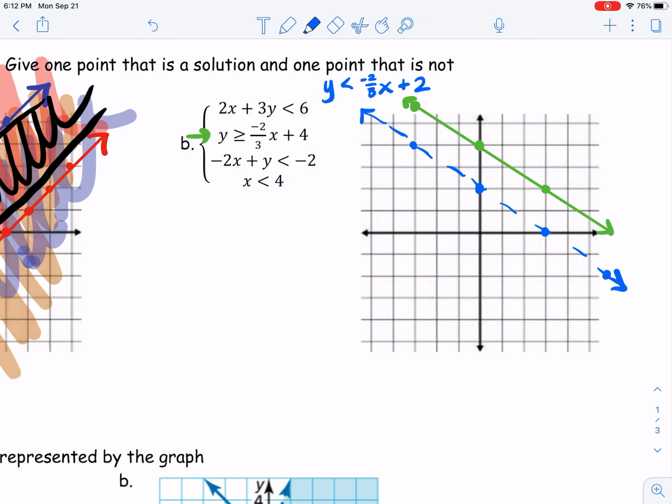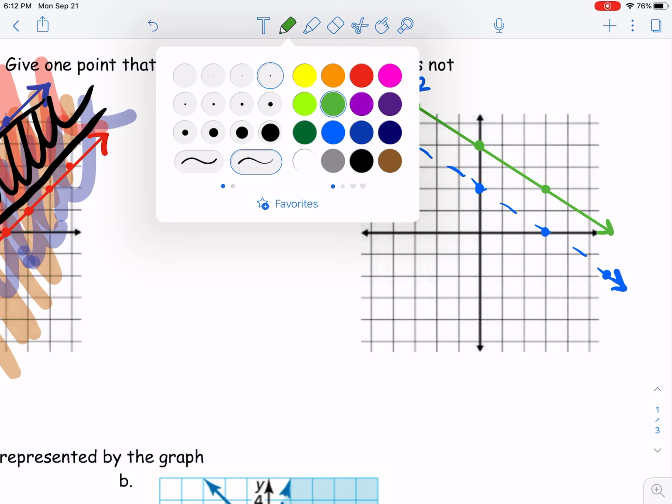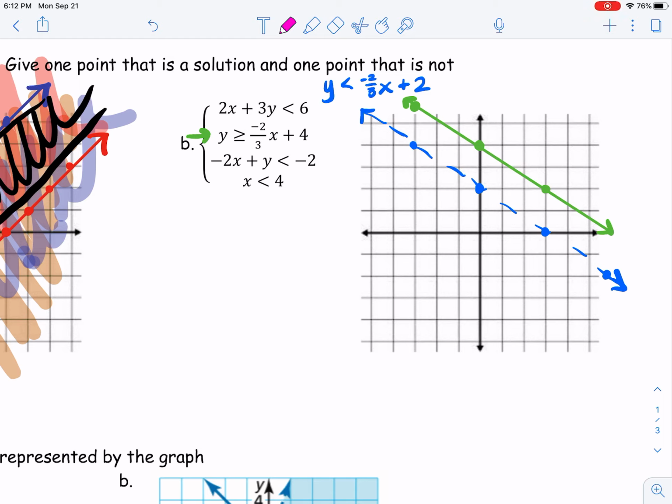Interesting. Okay, so let's go to the third inequality. Let's go with pink. Again, I'm going to have to do some converting of that one as well. So all I need to do for that one is add the 2x over. So that's going to give me y is less than 2x minus 2. So that's pretty easy. Y-intercept of -2, +2 slope. And that one's going to be a dashed line as well.